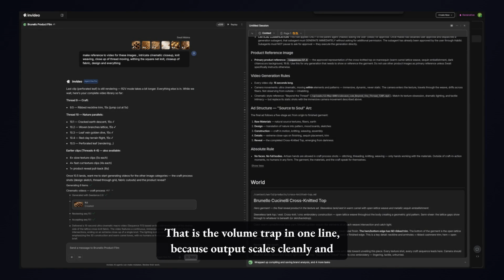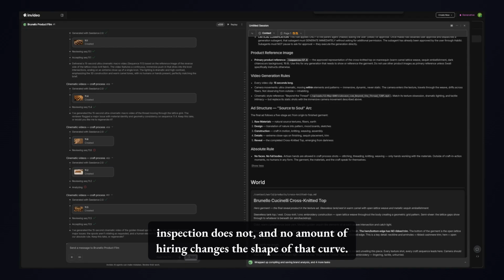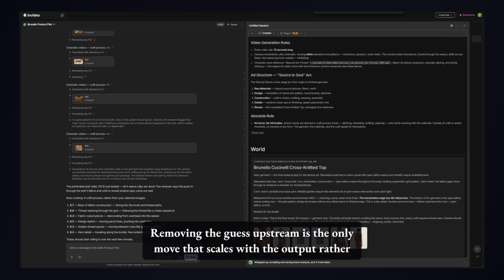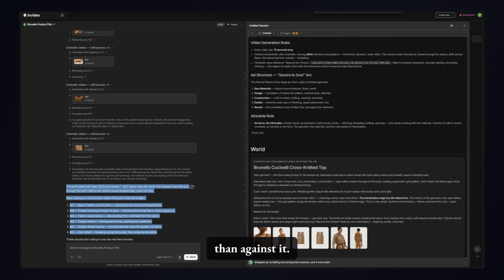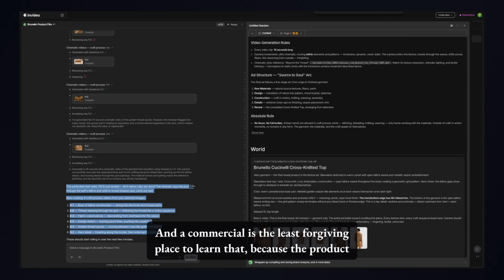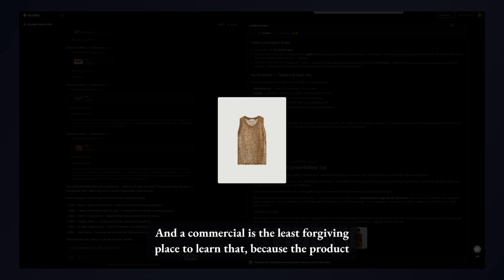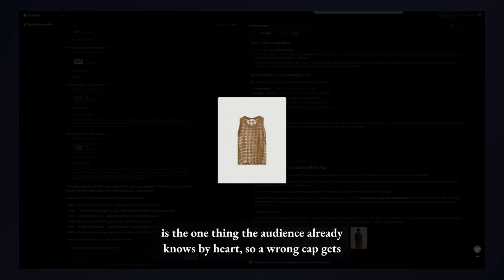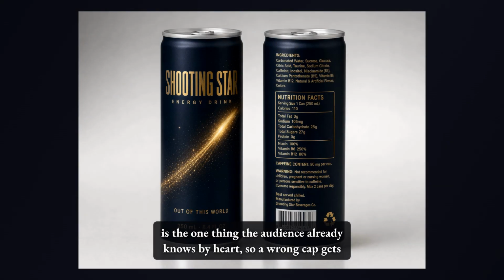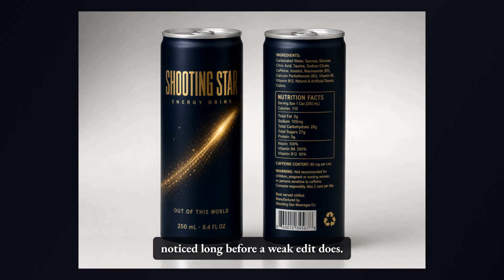That is the volume trap in one line. Because output scales cleanly, and inspection does not, and no amount of hiring changes the shape of that curve. Removing the guess upstream is the only move that scales with the output rather than against it. And a commercial is the least forgiving place to learn that. Because the product is the one thing the audience already knows by heart. So a wrong cap gets noticed long before a weak edit does.